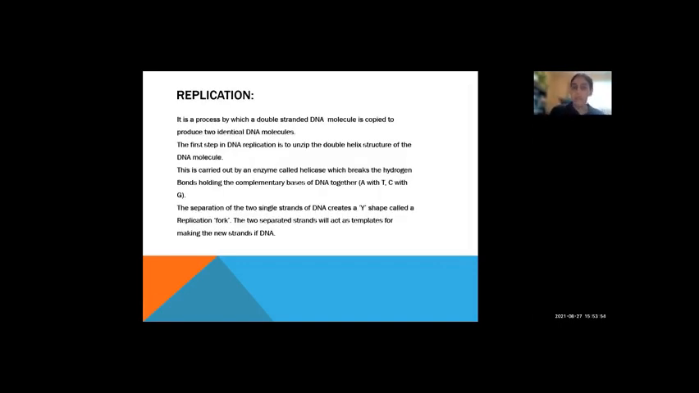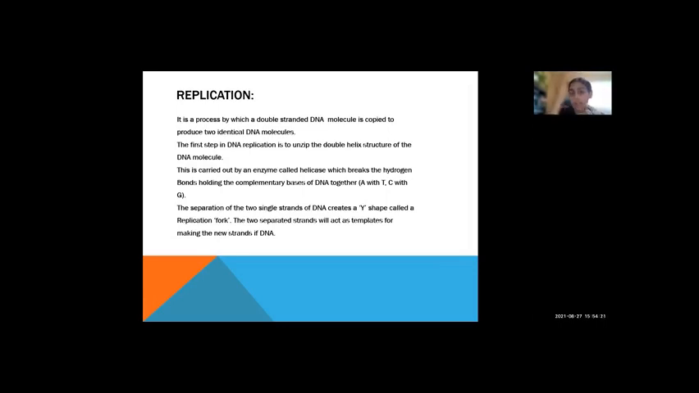Replication is a process by which a double-stranded DNA molecule copies itself and develops two identical copies. It's always identical. Never, even a single gene doesn't move from here to there. The first step in DNA replication is unzipping. So it's like this, right? It unzips and forms a fork.